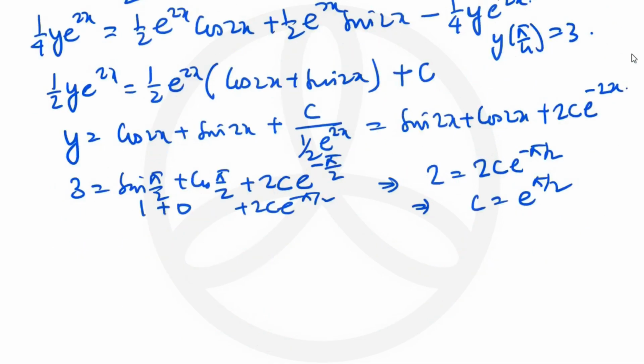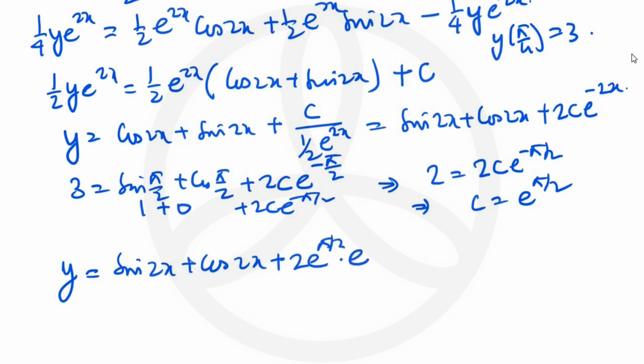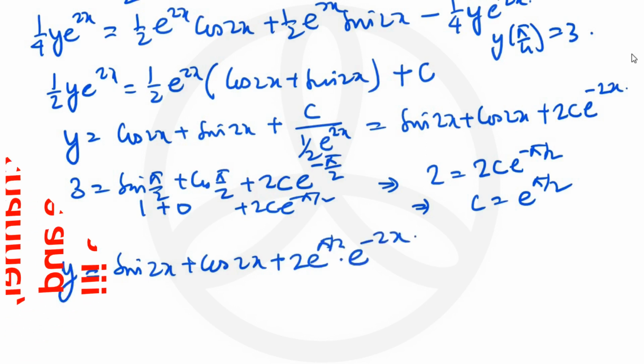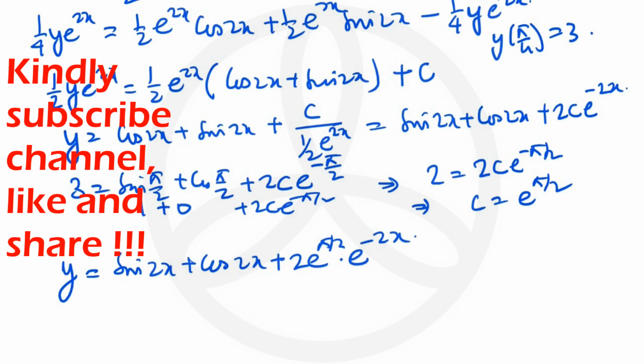So friends, our final solution for this will be actually y equals sin 2x plus cos 2x plus 2 e to the power pi over 2 multiplied by e to the power minus 2x.